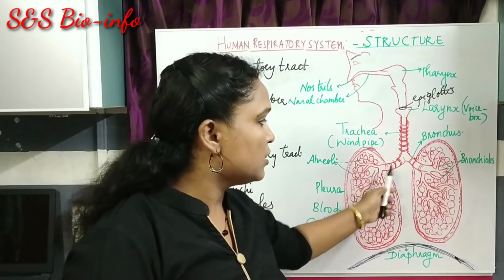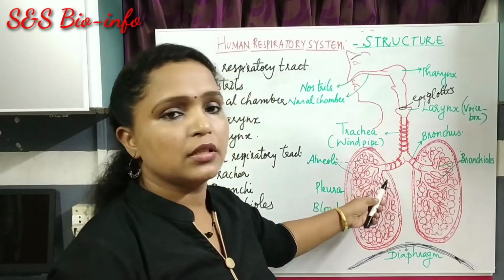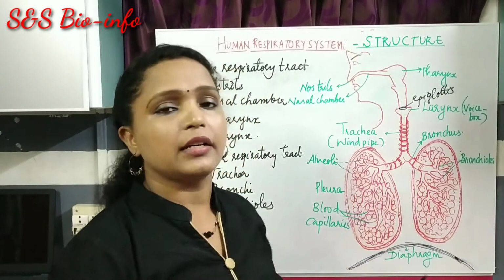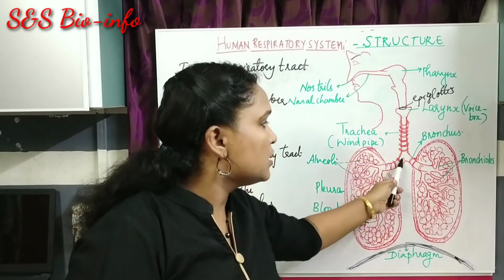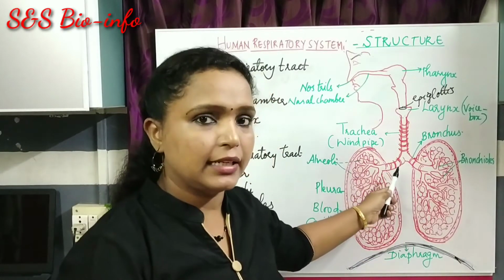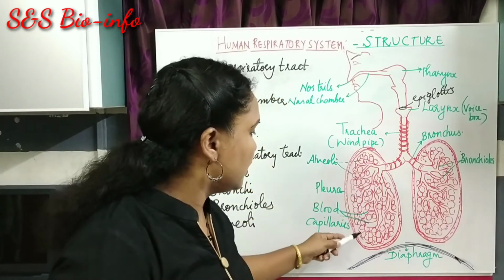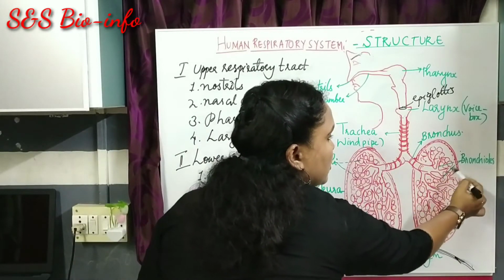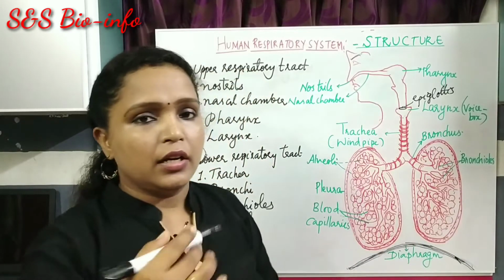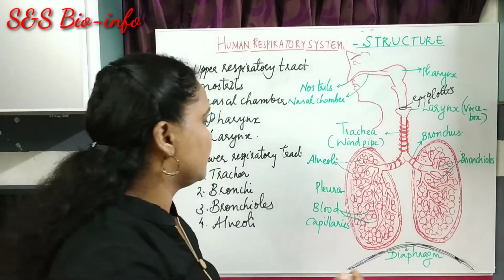The right bronchus, this is the left bronchus. Each bronchus enters the lungs and divides into bronchioles. Bronchus is also supported by cartilaginous rings. It divides into fine branches called the bronchioles. Here you can see bronchioles, minute branches. It divides as primary, secondary and tertiary bronchioles.